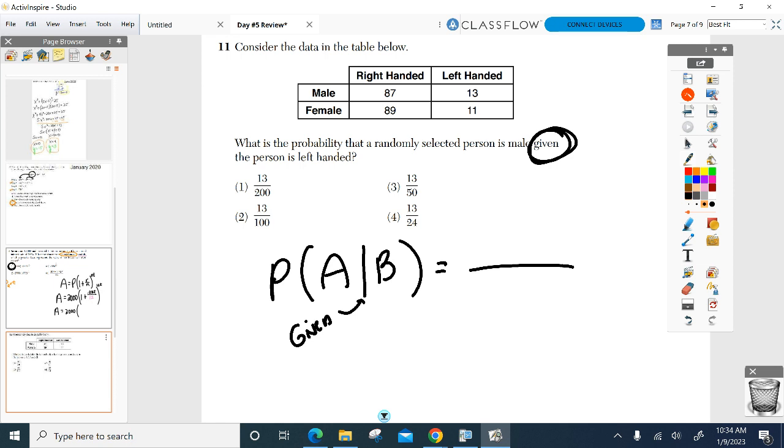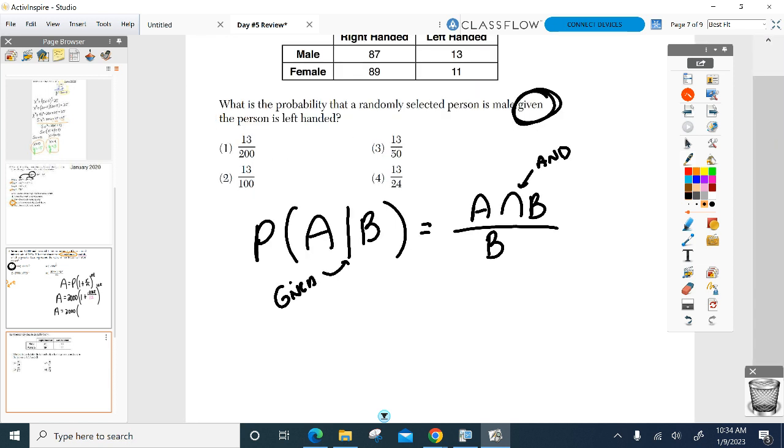P of A is on top. Ready? On top goes A. What's that symbol? And B, and on the bottom is whatever's already been given. What has already been given to you? In this case, B. Okay, so it's A and B together over whatever's been given, B. Okay, so there's your given formula. I always like to put it in terms of the actual problem.